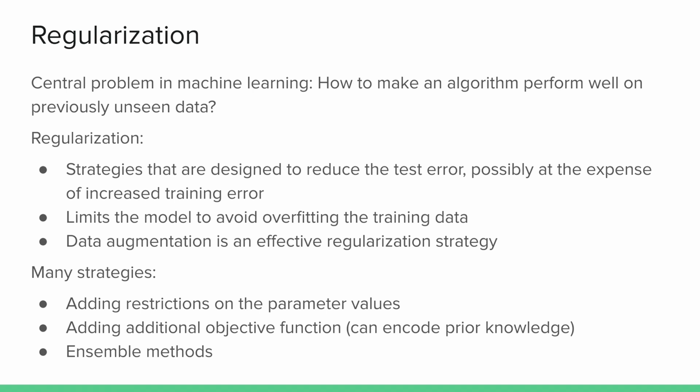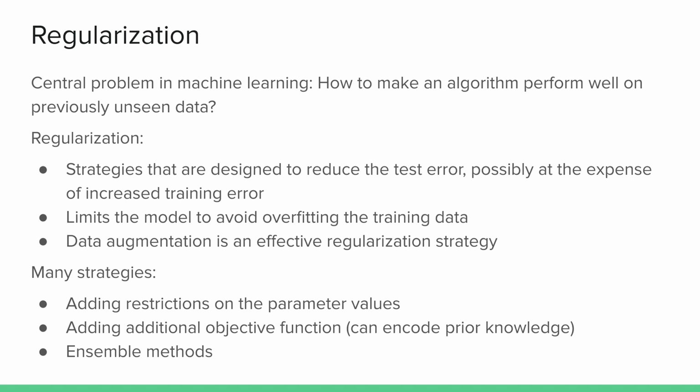Regularization is a set of strategies that are designed to reduce the test error, potentially at the risk of ending up with a higher training error. What we're doing is we're limiting the model capacity to avoid overfitting on the training set. Data augmentation, as we've just seen before, is one mechanism how you can perform some sort of regularization, and it's actually a really efficient strategy. But there are also a couple of other strategies that we're going to take a look at.